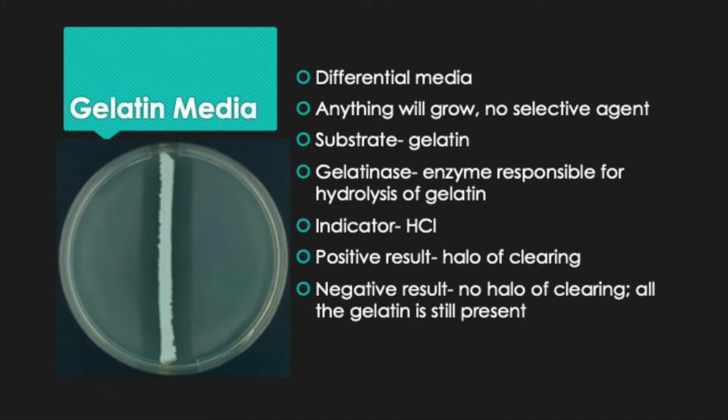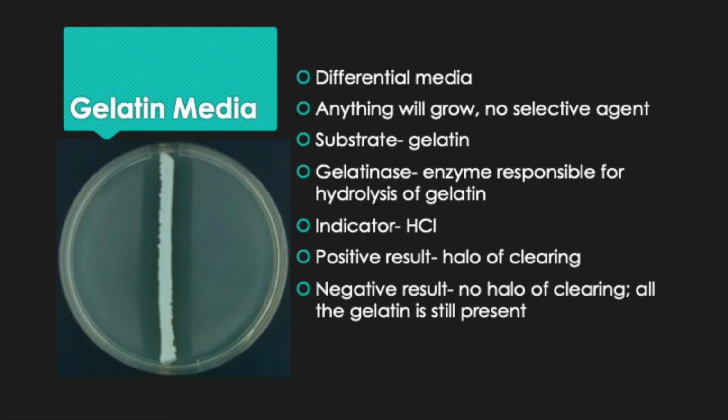You'll notice that there's an indicator that needs to be added to the plates, and that indicator is hydrochloric acid. Now, the way my gelatin plates are made, we don't actually have to add the HCl to the plates. That is what we used to do a while back. So I'm not going to have to add the HCl to these plates to be able to see the halo, but you still have to know that that is a potential indicator that needs to be added sometimes.